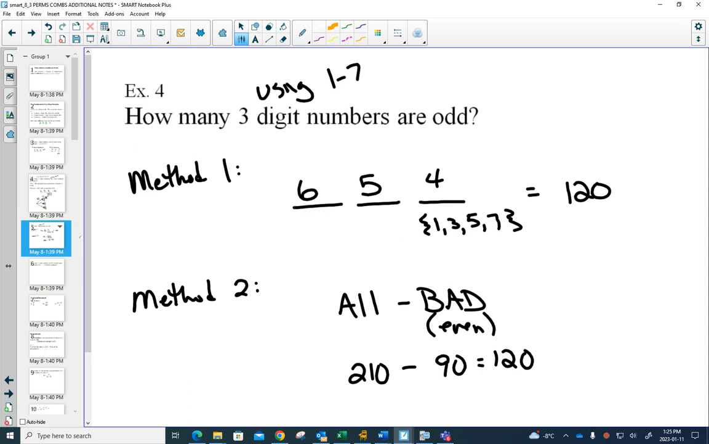And there will be some questions that we do where it's not easy to count something directly, but it is easy to count the bad ones. So when it's easier to count the bad ones, then we take all of them, subtract the bad ones, and you're left with all the good ones.